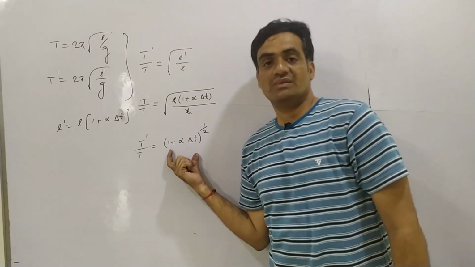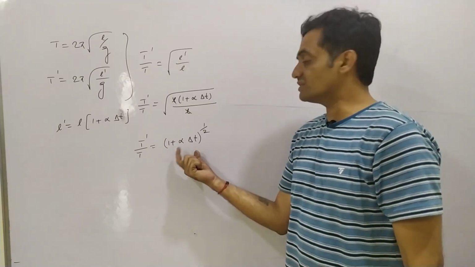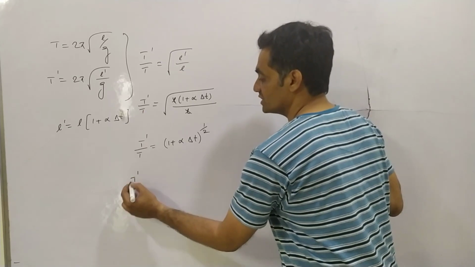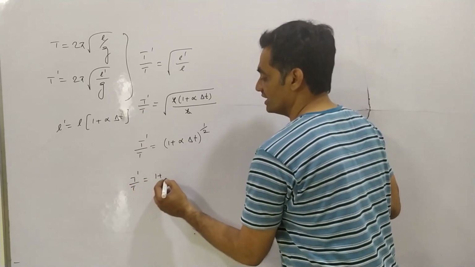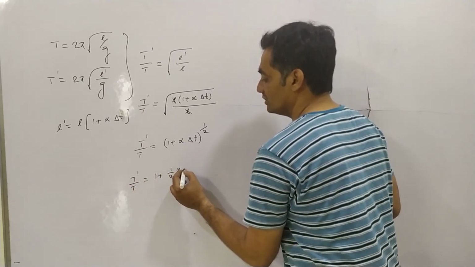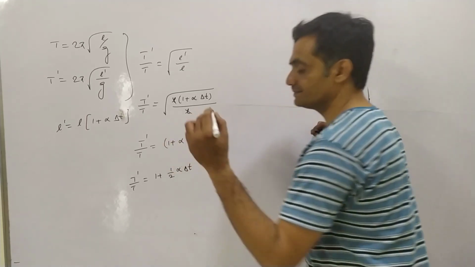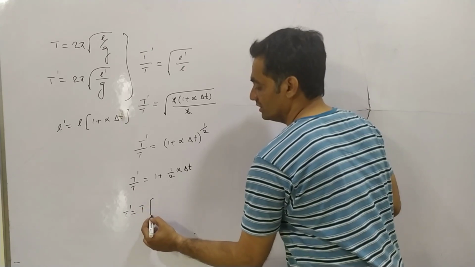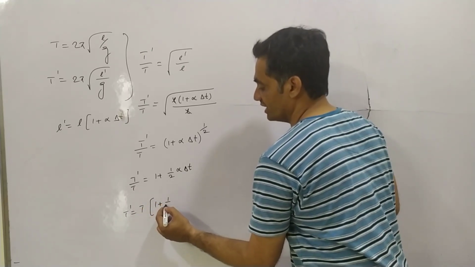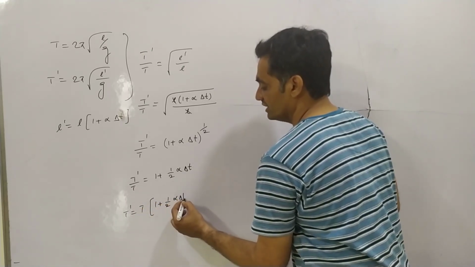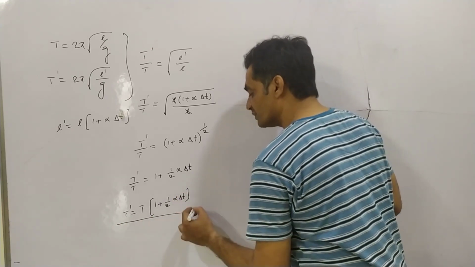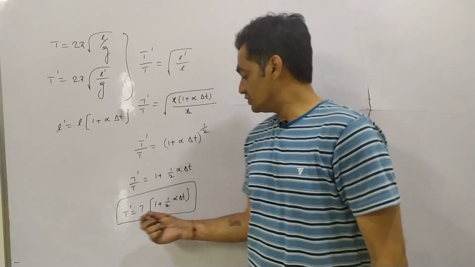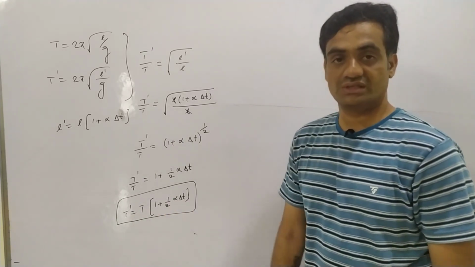It is in the form of binomial expansion. When we reduce it to lower terms, we can represent it as 1 plus nx. Observe that T dash by T equals 1 plus 1 by 2 alpha delta T. Then T dash equals T into 1 plus 1 by 2 into alpha into delta T. So this is the expression for the time period of the pendulum due to increase in temperature.